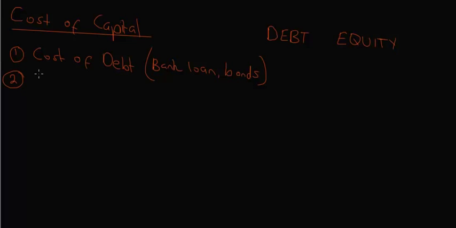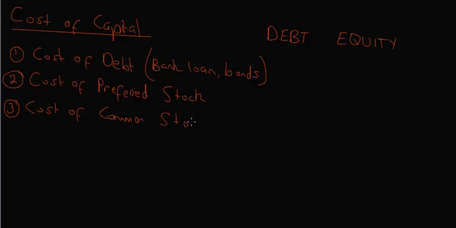The second is the cost of preferred stock. So if the company decides to issue preferred stock, they're going to have to pay some type of dividend on that, and that dividend is obviously a cost to them. Number three is going to be the cost of issuing common stock. And then the fourth way is the cost of retained earnings.